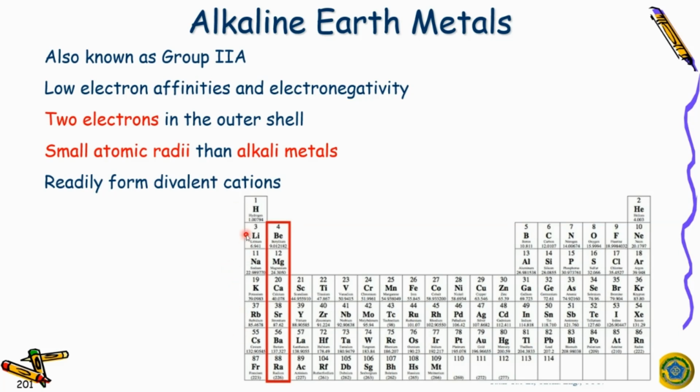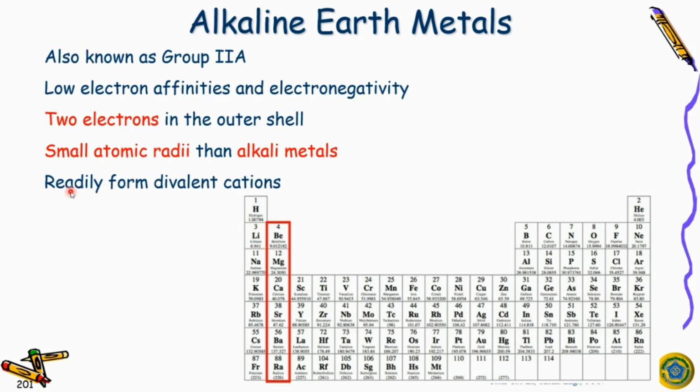When we talk about the principal quantum number, we talk about the size. This one will be smaller than this one, and this one will be smaller than this one. So the size increases. How about when we talk about the same principal quantum number? For example, for quantum number 2, the size of beryllium will be smaller than the size of lithium. Think about that, and we are going to talk about this later.